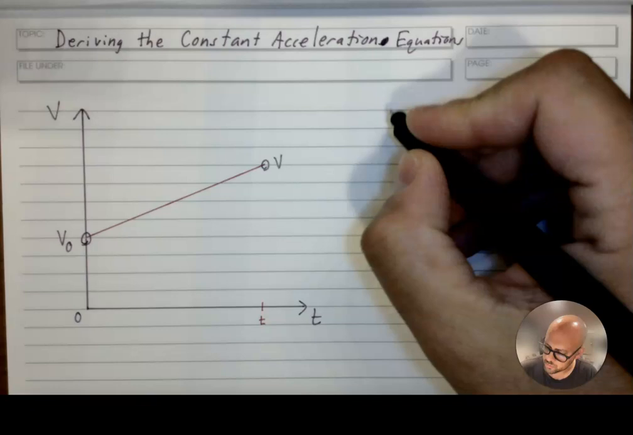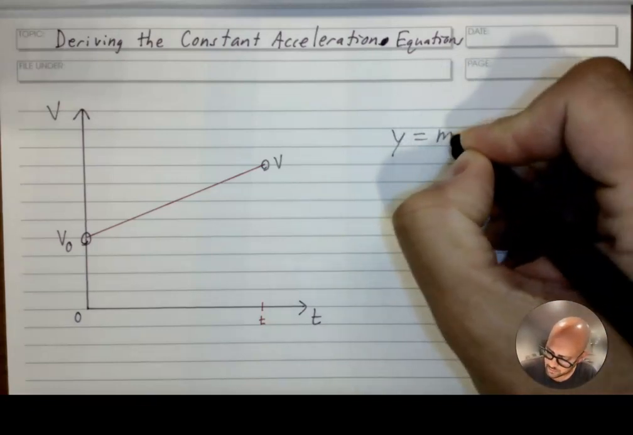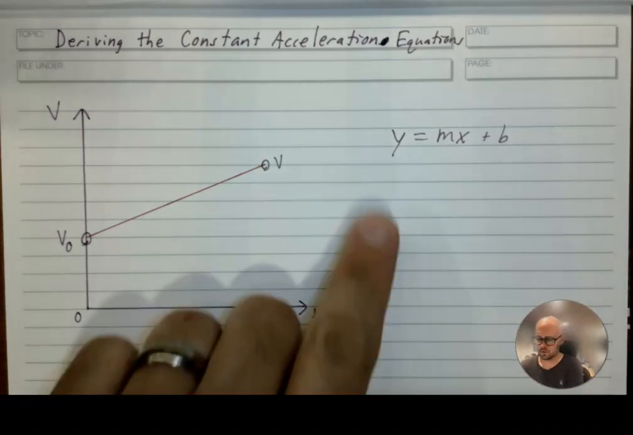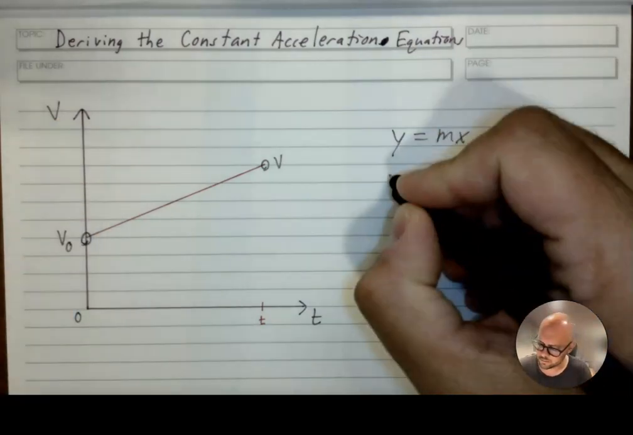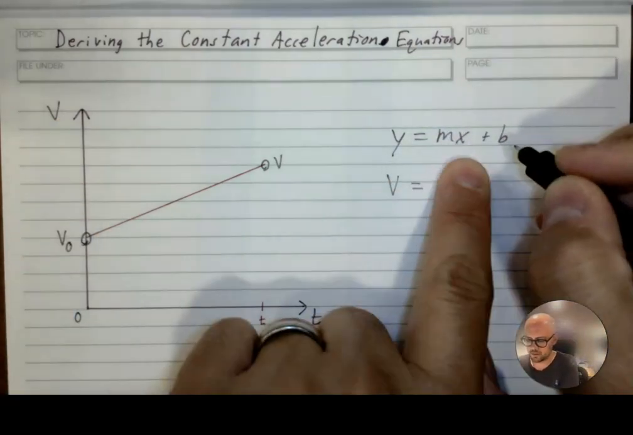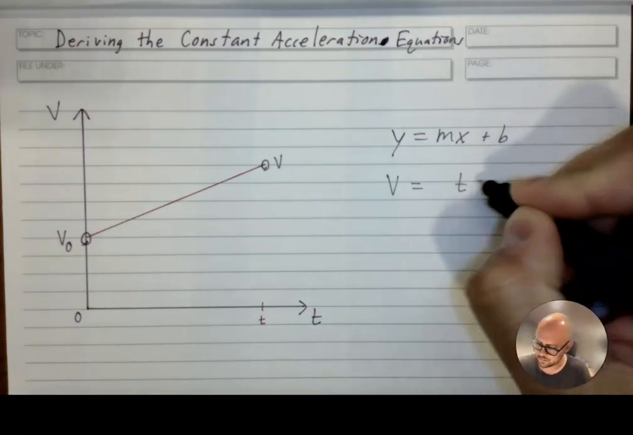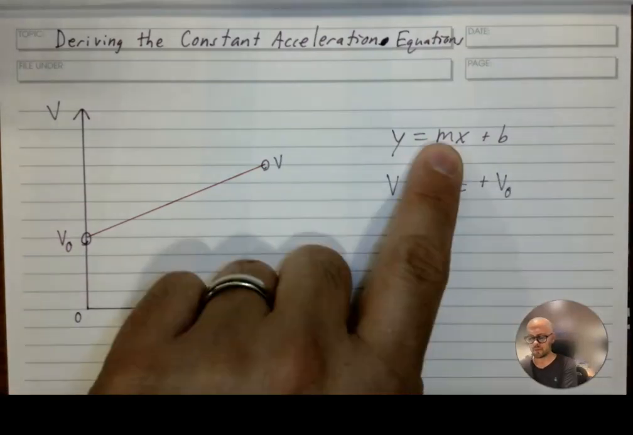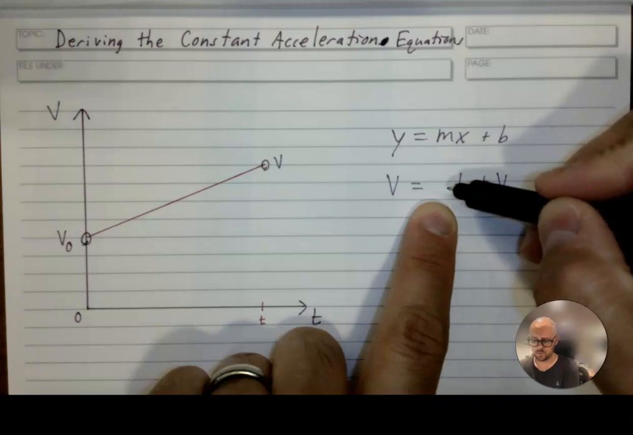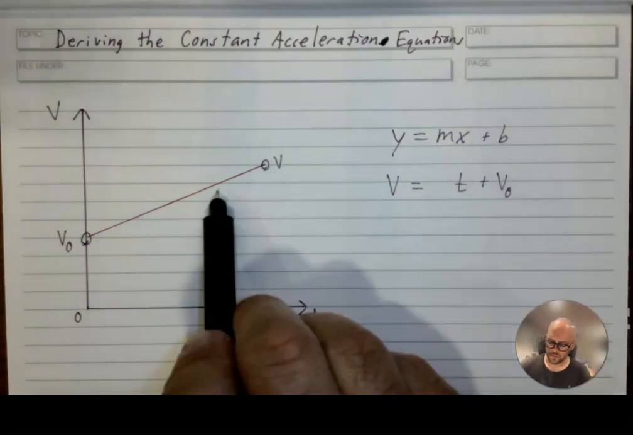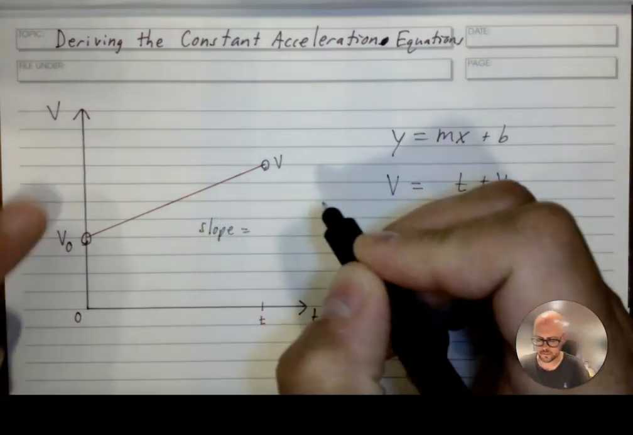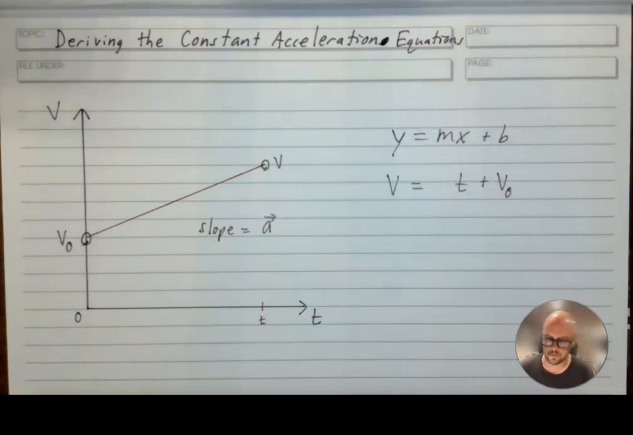What we're going to do is fit this to the equation y equals mx plus b. The value of y is whatever the velocity is. The value of x is whatever the time is. And b, the y-intercept, is v naught. The only thing missing here is m, which is the slope. From our previous lessons on graphs, we know that the slope of this particular line, a velocity versus time graph, is the acceleration. So I'm going to put in an acceleration for that.